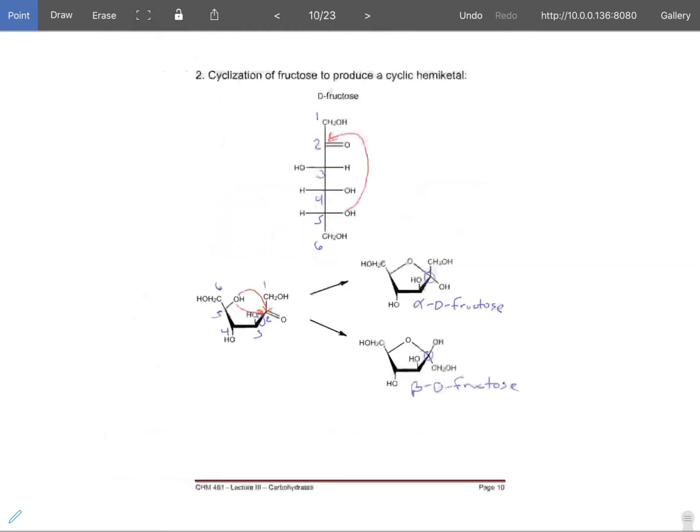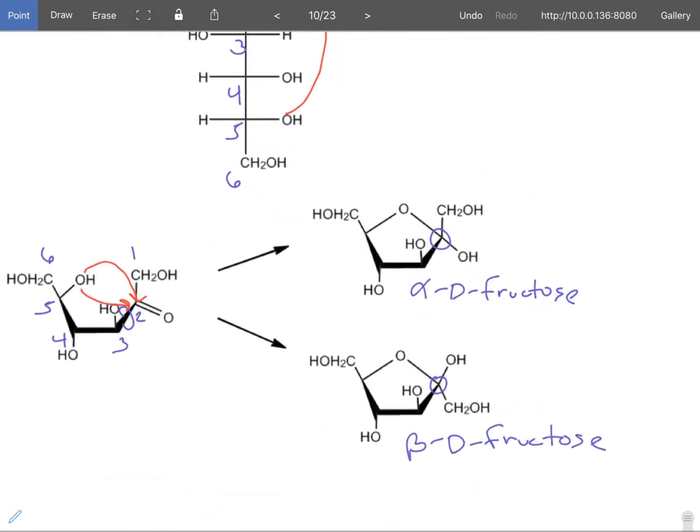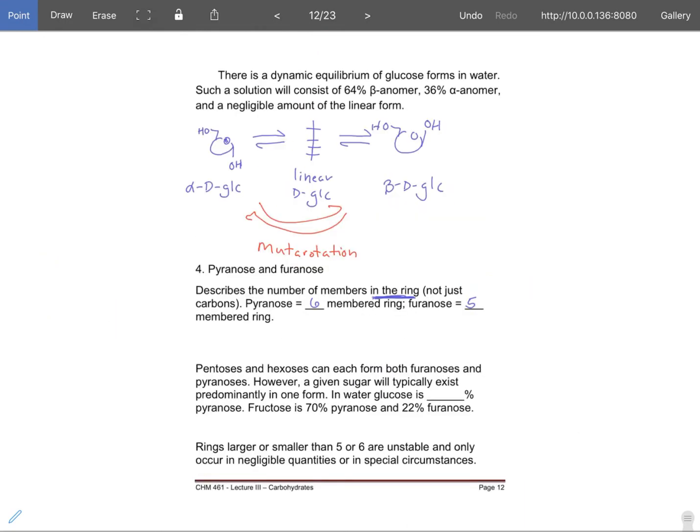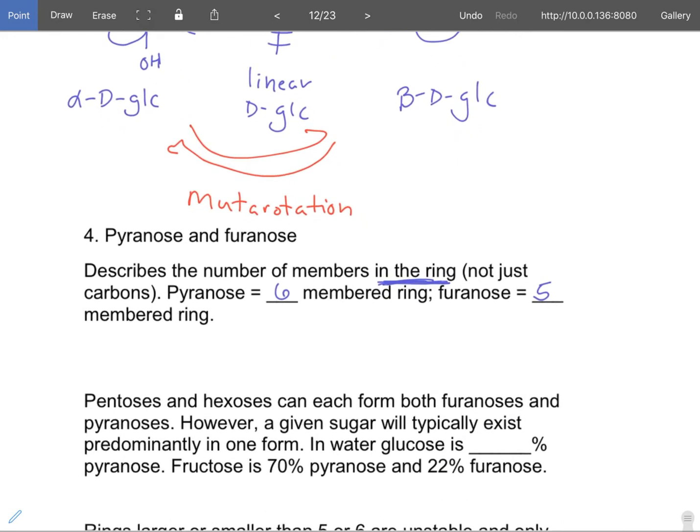Okay, but I'm going to go back to this slide. Here's fructose. Fructose is a 6 carbon sugar, but notice the ring only has 1, 2, 3, 4, 5 members in it. So although this is a hexose, it is in fact a furanose in this form. So just be sure that you're not confusing the number of carbons with the number of members in the ring.